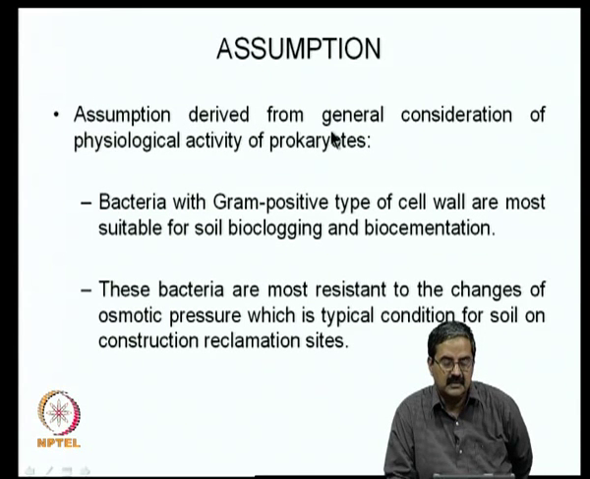Assumption derived from general consideration of physiological activity of prokaryotes. So, bacteria with gram-positive type of cell wall are most suitable for soil bioclogging and biocementation. These bacteria are most resistant to changes of osmotic pressure, which is a typical condition of soil on construction sites. So, definitely if the bacteria are able to satisfy these two requirements, they are going to be very helpful.